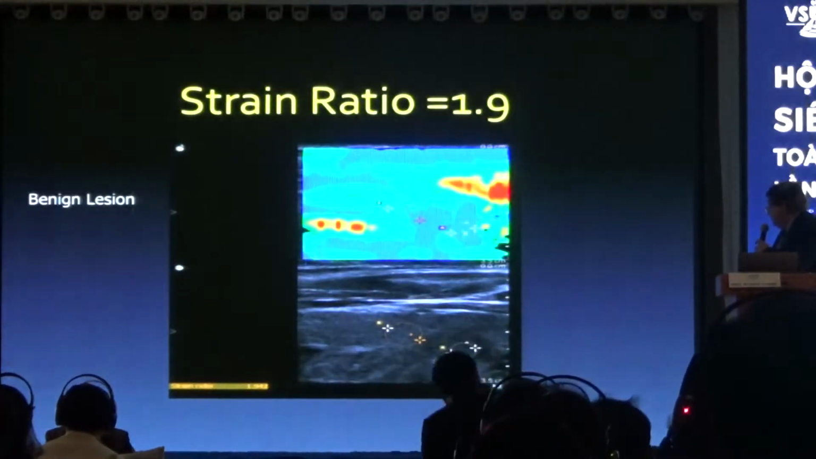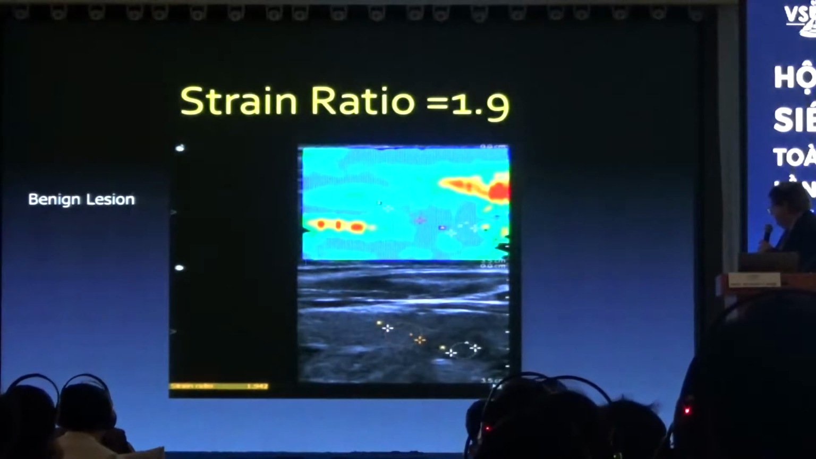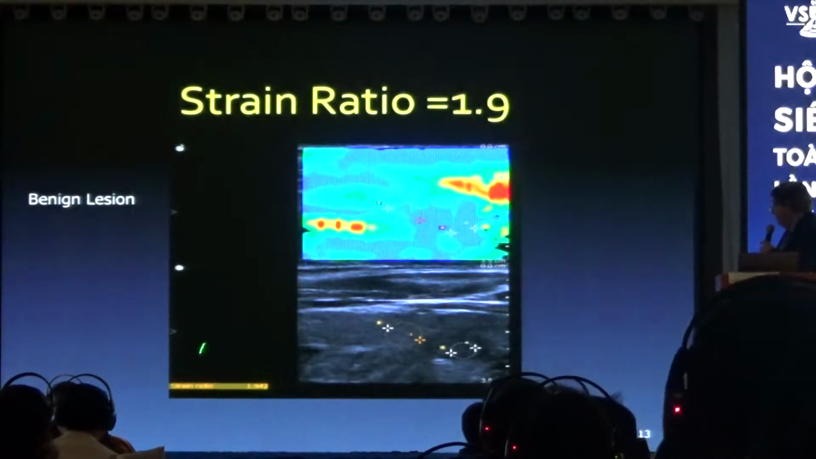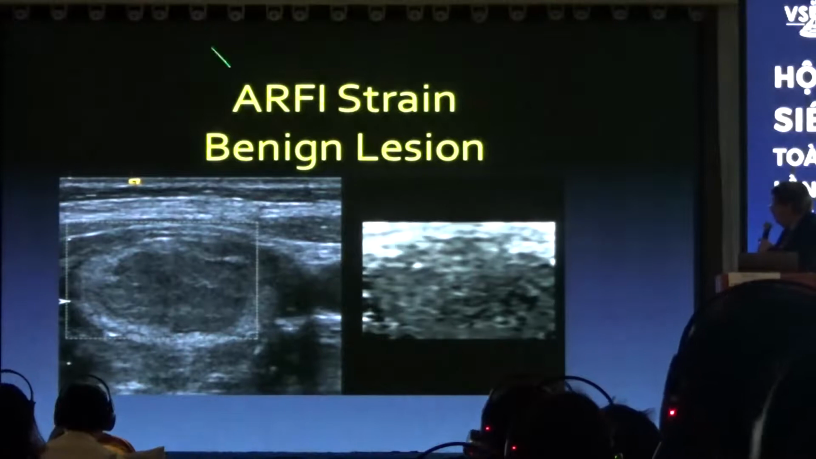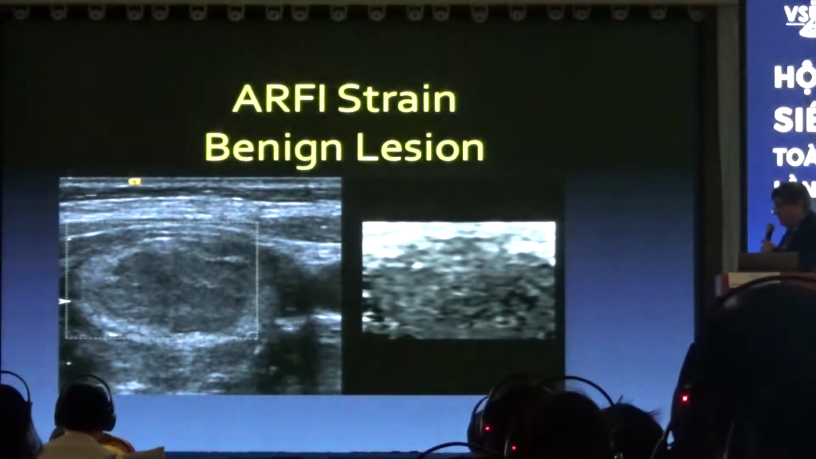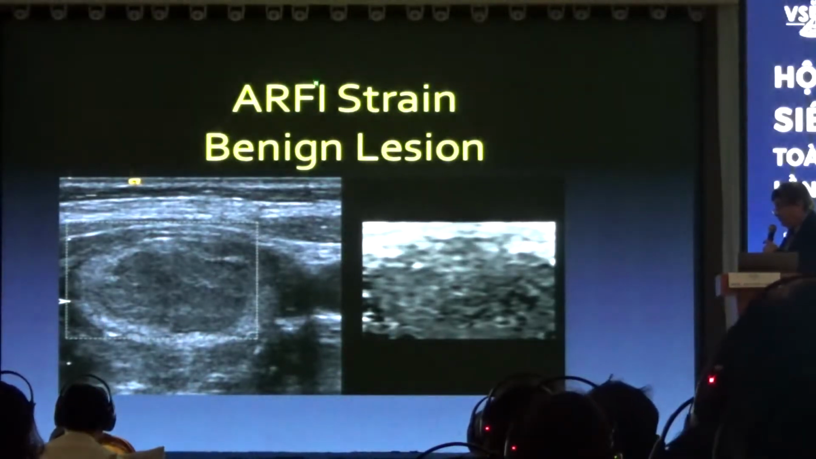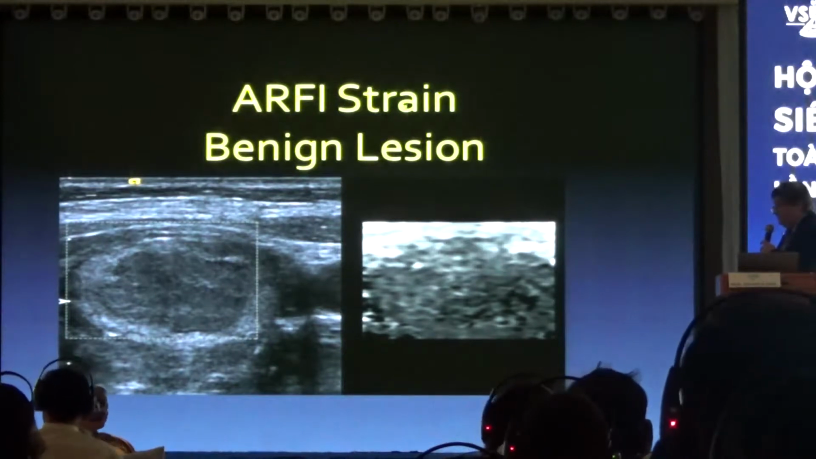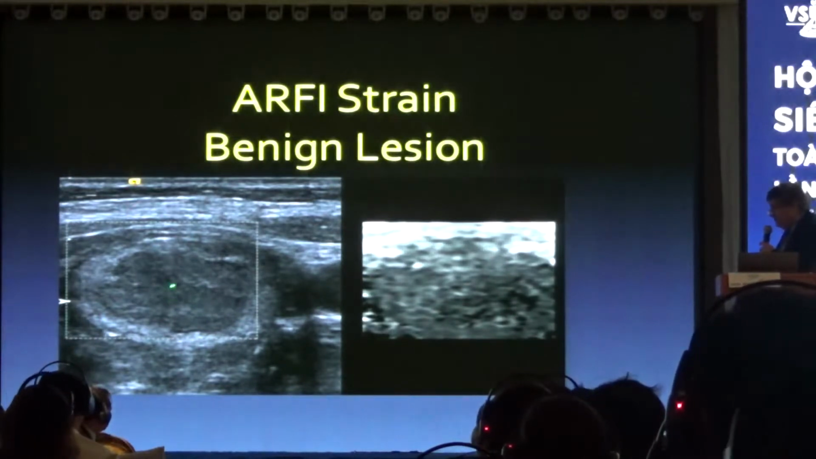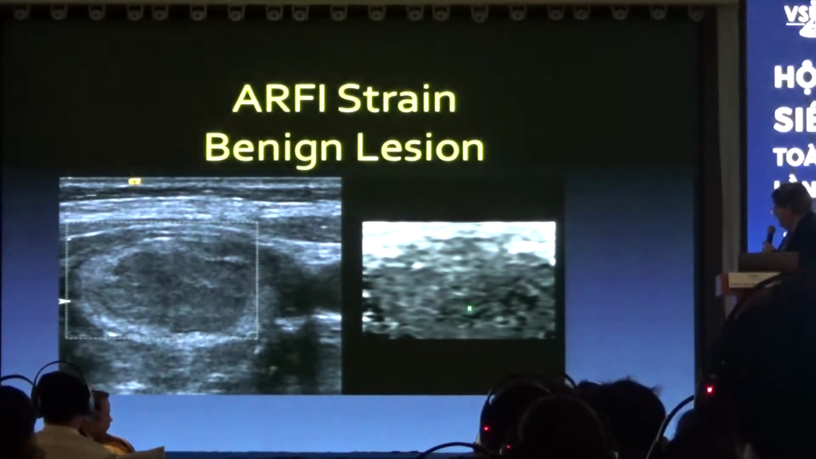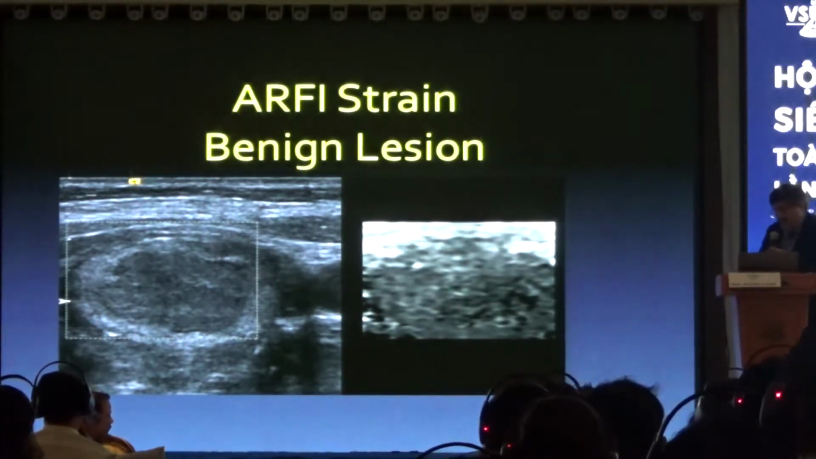Benign lesion with a different vendor. Here's the lesion, and here's the normal glandular tissue. We get a ratio of 1.9, and this was a benign lesion. We can also do ARFI strain. So instead of using the ARFI pulse to look at shear waves, we can look to see how the tissues move, which is strain, and here's a benign lesion. So this is VTI on the Siemens system, which you can use. We find it a little bit more difficult, but if you wanted to do that, you can.